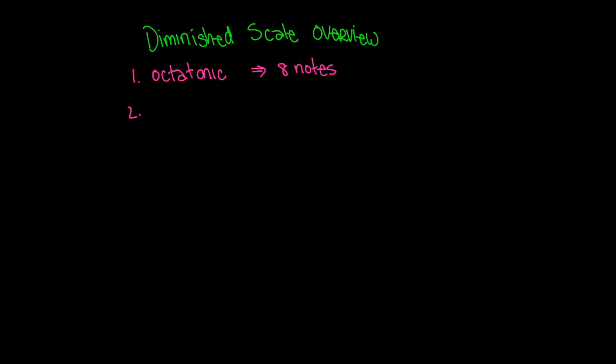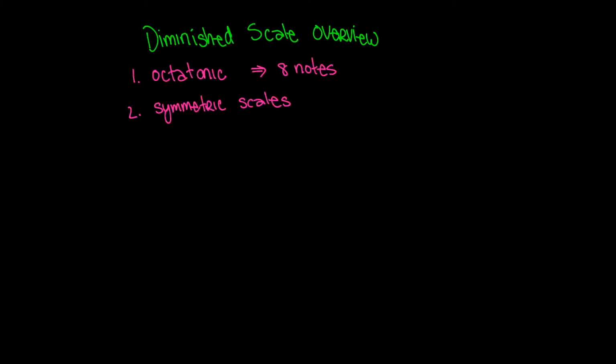The next thing that's interesting about diminished scales is they are a class of scales that are known as symmetric scales. Symmetric scales means that they can be inverted. You can take something and flip it any direction that you want, and you're still going to end up with the same scale. And we're going to learn more about that later.